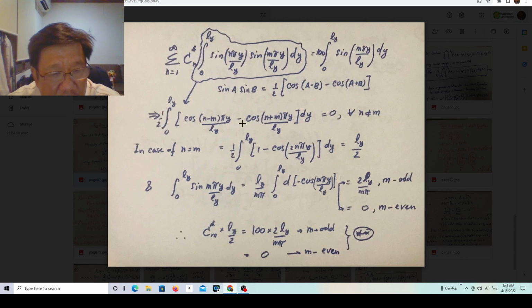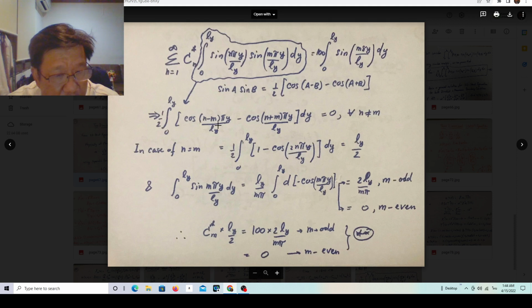But the only case that is going to be non-zero is when n is equal to m. Because when n is equal to m, this cos function becomes 1, the constant value 1. But the second term still maintains the cos function, which if we integrate between 0 and y, the second term is 0. When n is equal to m, the first term has a constant value of pi times y divided by L sub y. And you know that when you evaluate this, the second term is 0.